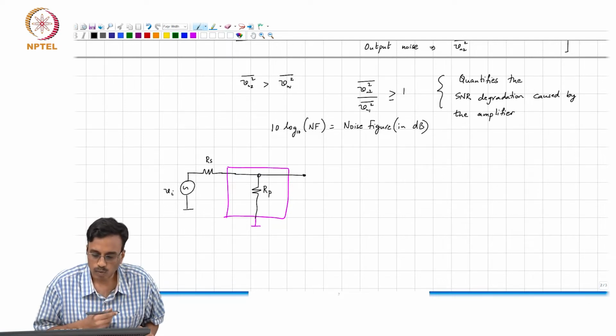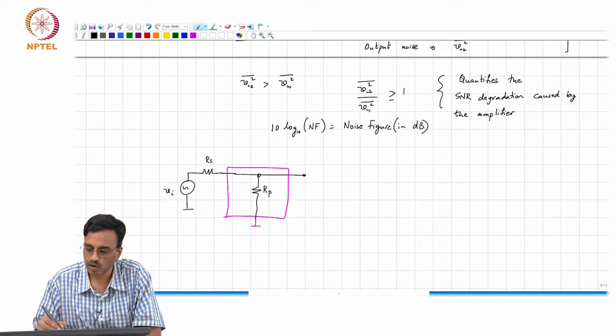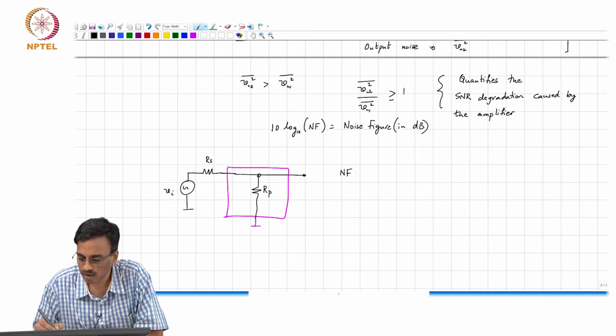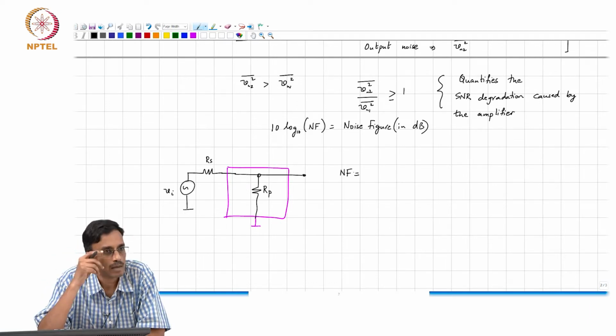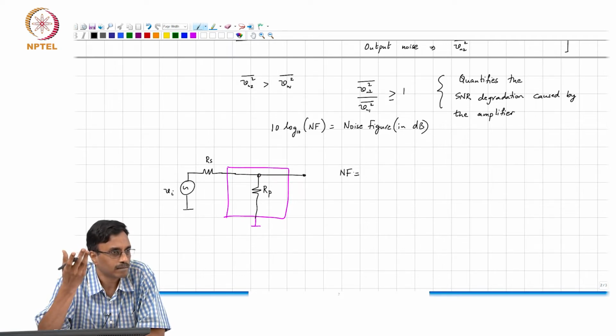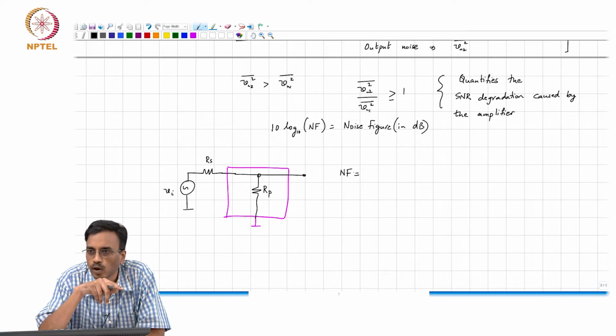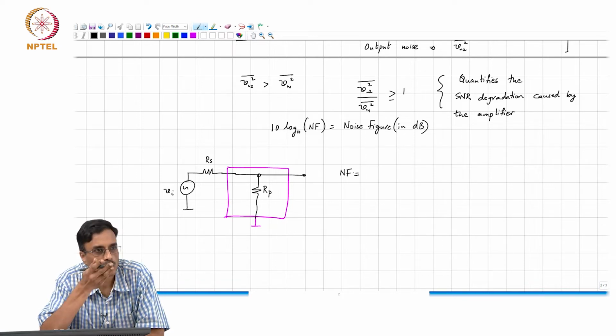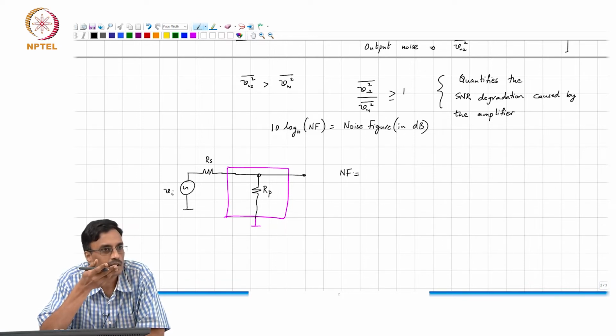Now, what comment can we make about the noise factor? We need to find the output noise, correct, and we need to find the output noise assuming the box itself is noiseless. So, what is the output noise spectral density? What is the output voltage noise spectral density?